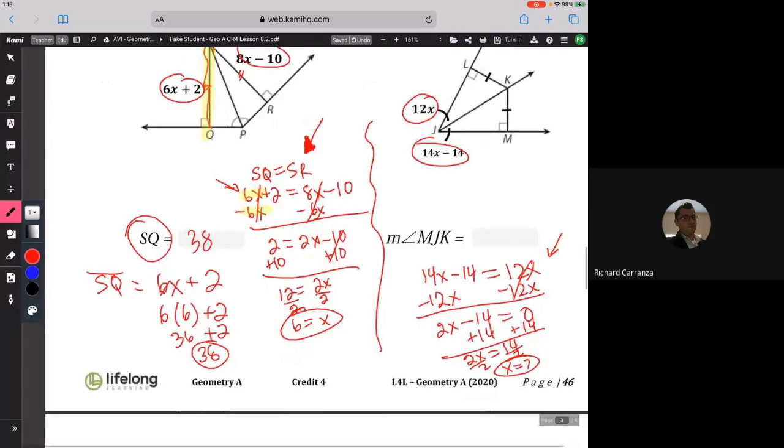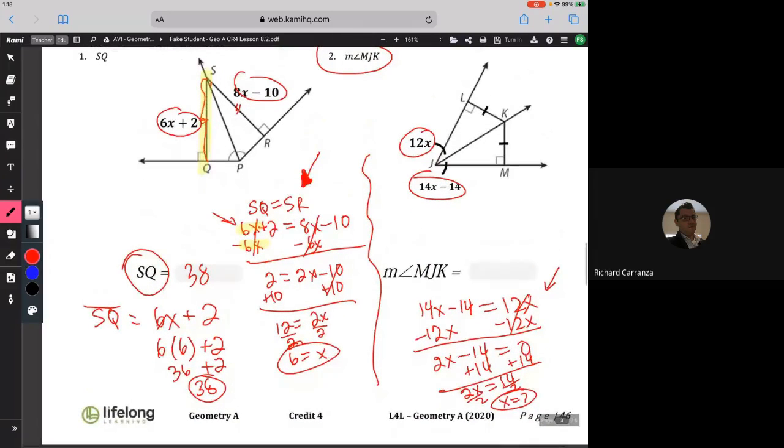So in this case, are we done? Did we figure it out? No, because you ended up with x, but they're not asking for x. They're asking for angle MJK. So in order to find that, I'm going to highlight it. I'm going to start off with M, then I go to J, then I go to K. So we're looking for this.